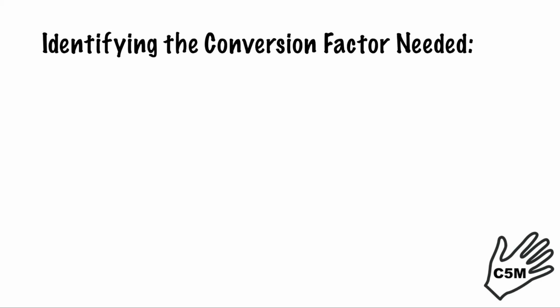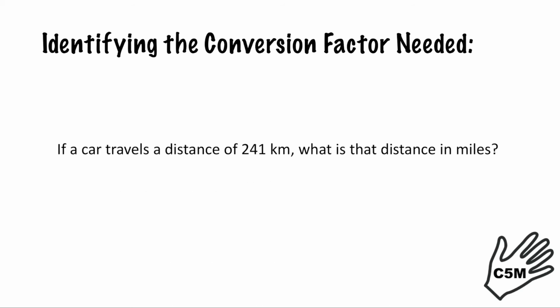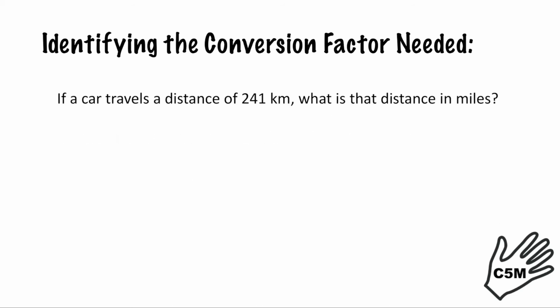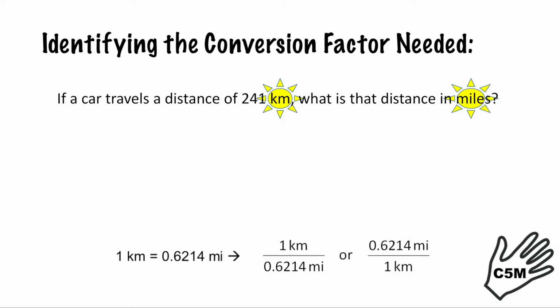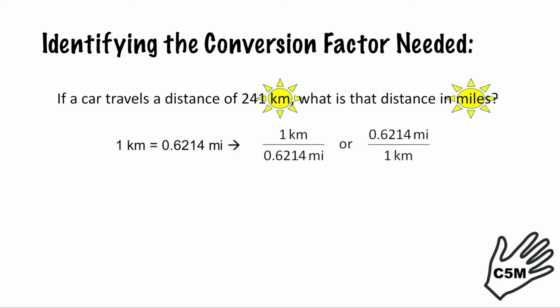Often, the hardest part is to identify what conversion factor or factors are needed. This can be done by analyzing the question. Take this problem for example. Notice the units. You are given a number with initial units, a distance in kilometers. You are asked to solve for a distance with different units, miles. So you'll need a conversion factor that relates kilometers to miles. Sometimes the conversion factor will be given, or perhaps you will be expected to look it up, or you may be required to memorize it.